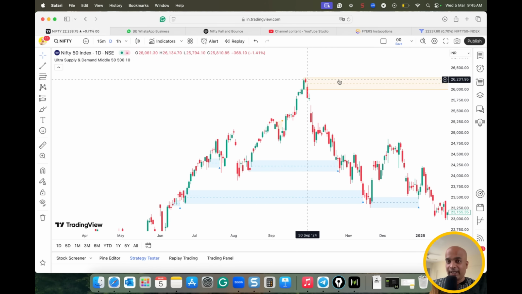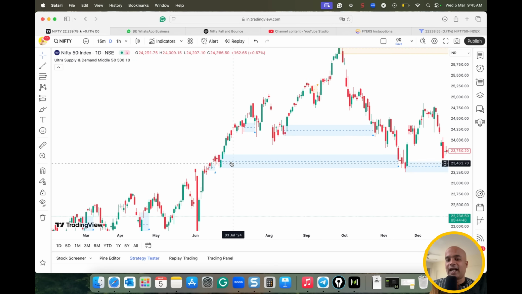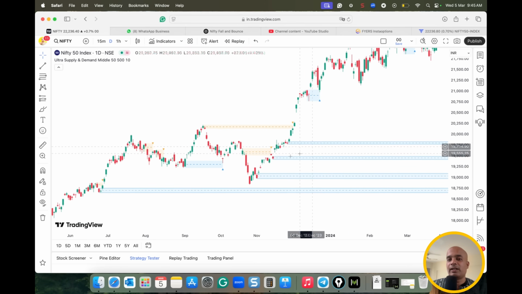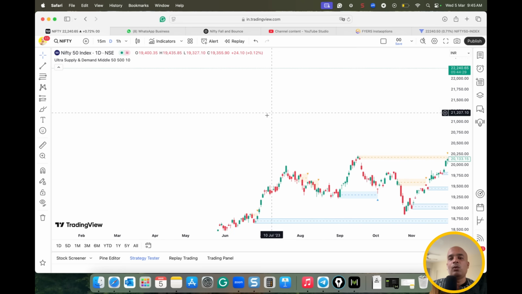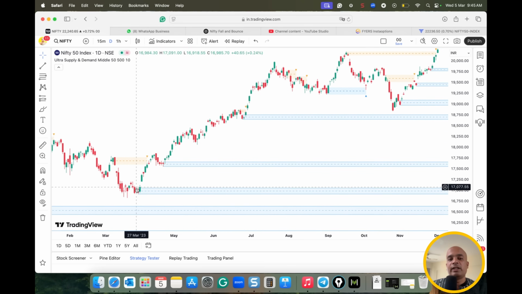In simple words, it says there is a higher probability of a supply zone, which means this level acting as a resistance level is a higher probability. See here, this level acting as a support or a supply level. This acted as a support and bounced from this level. This level can also act as a support. This level can act as a support. This support. So this is how it works. These are the important support levels or supply levels.